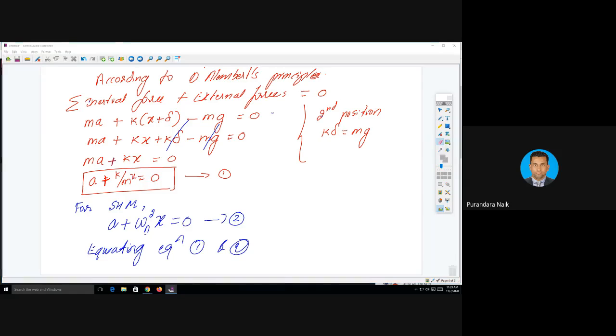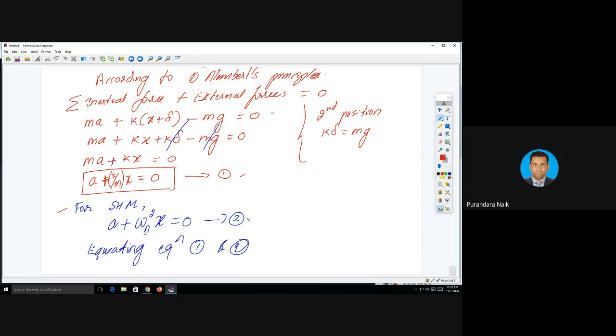Please rewrite the equation, don't get confused here: a plus k by m into x is equal to 0. That is the first equation. From SHM, in the previous derivation, we derived the equation a plus omega square into x is equal to 0. We are going to take the natural frequency, so the natural angular velocity omega n: a plus omega n square into x is equal to 0. That is equation number 2.